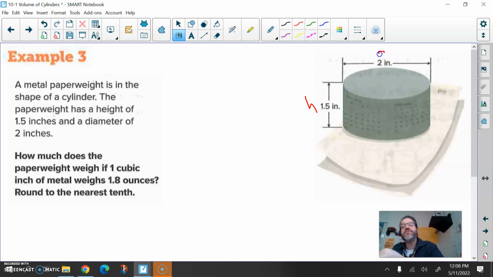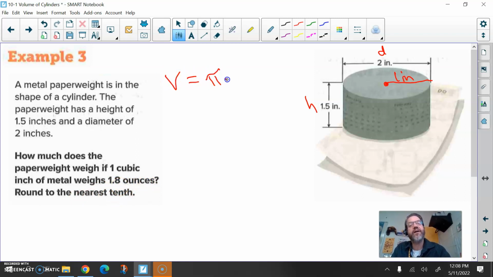If the diameter is 2 inches, can you tell me the radius? Well, the radius would be 1 inch. And I'll tell you this, if your radius is ever 1 inch, it makes things a lot easier when solving the problem. How much does the paperweight weigh if 1 cubic inch of metal weighs 1.8 ounces? Round to the nearest tenth. So I actually have to find my volume first here.